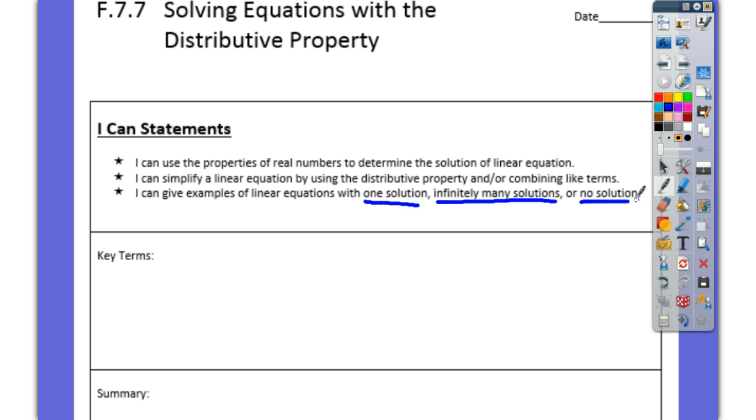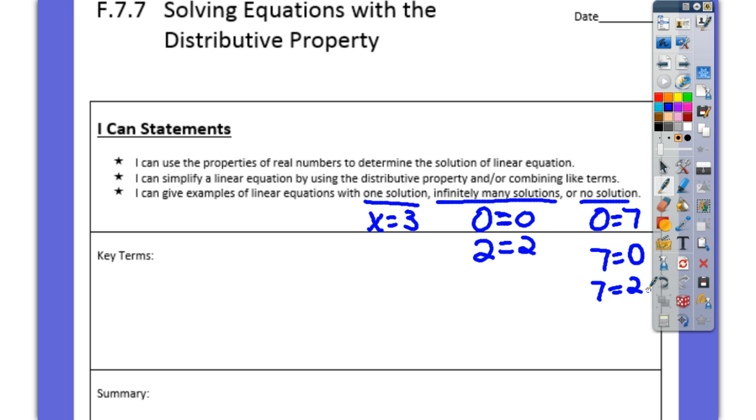And we talked about that on Tuesday. One solution is like x equals 3. Infinitely many solutions, that would be 0 equals 0, or sometimes 2 equals 2. They're the same on both sides of the equation. If there's no solution, you're going to get like 0 equals 7 or 7 equals 2. It's going to be different on both sides of the equal sign. All right?